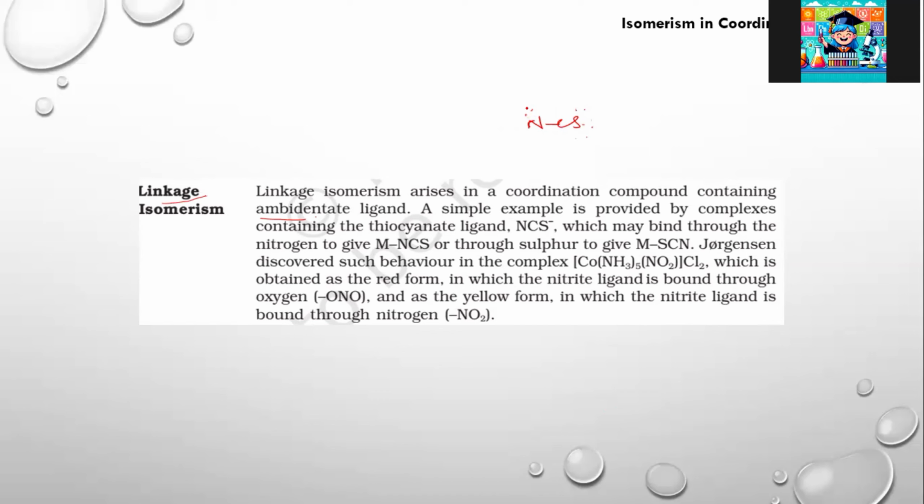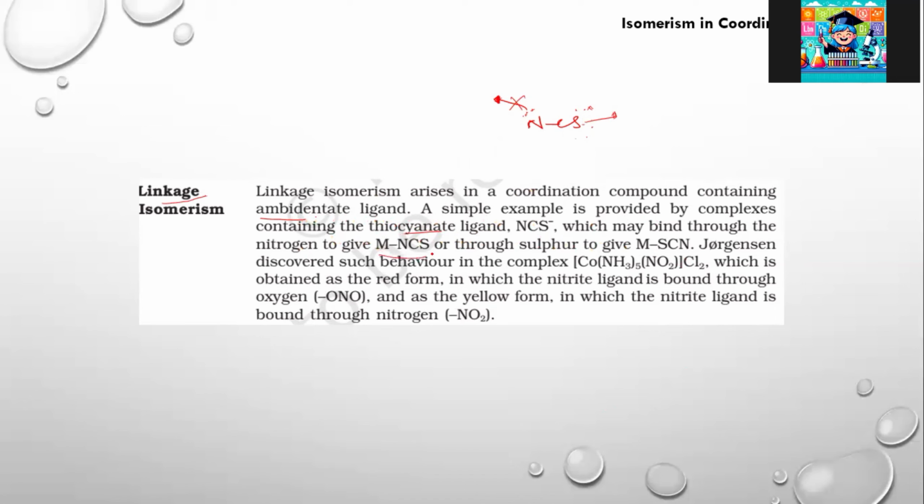But at a time, only one is used for coordinating. If nitrogen is used for coordinating, then sulfur will not be used. They will not form a bidentate or multidentate ligand. If N is used, S is not used, and if S is used for coordination, then N will not be used. Such ligands are known as ambidentate ligands. A simple example is thiocyanate, that is NCS. This can bind through nitrogen as well as sulfur.